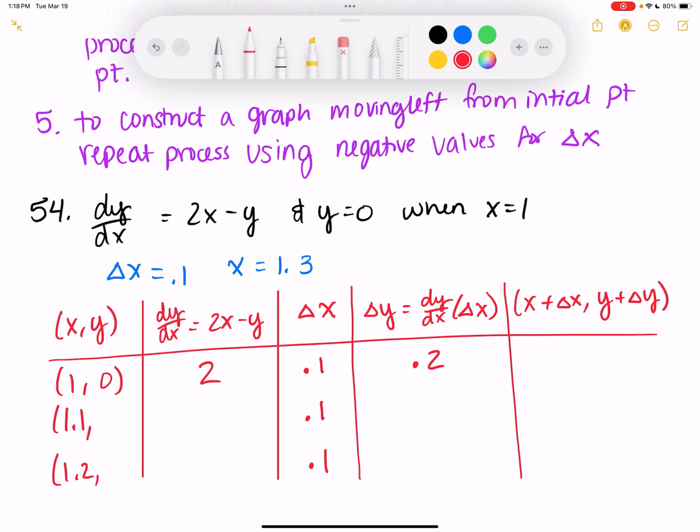So then over here, x plus delta x, this is where the 1.1 comes in, because 1 plus 0.1 is 1.1. Then y plus delta y, so y was 0, delta y is 0.2, so this is going to be 0.2. Now we take this and copy it down over here, so that's where the 1.1 and the 0.2 are going to come in. We had to have that to be able to do the next part. So if I plug in 1.1 and 0.2 for x and y in that equation, dy dx, what do I get?